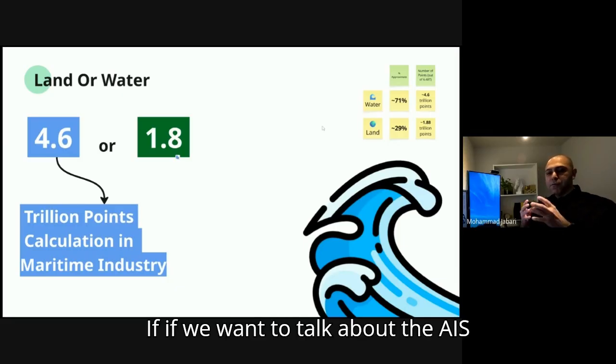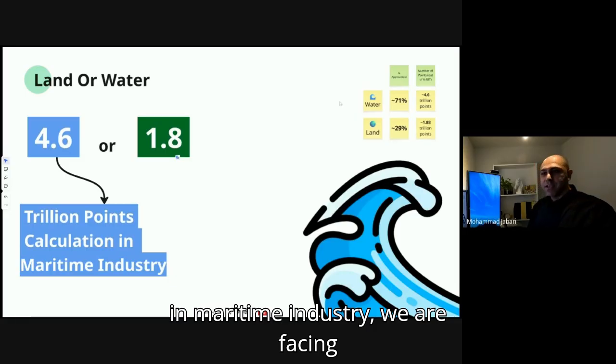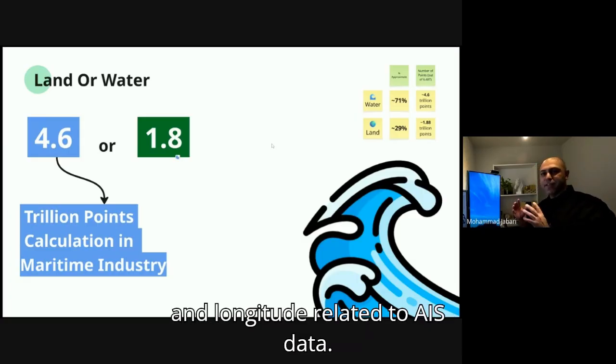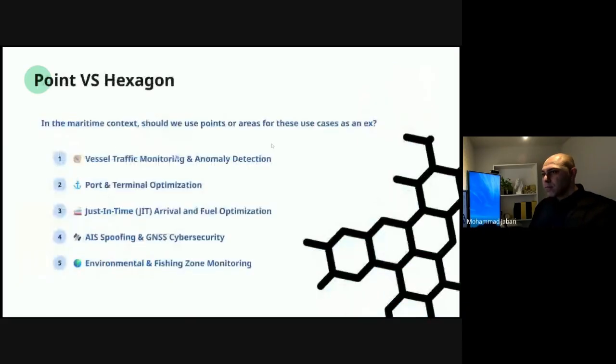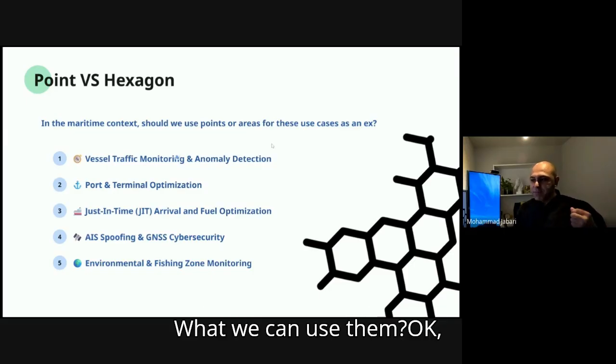If we want to talk about AIS in the maritime industry, we are facing 4.6 trillion latitude and longitude points related to AIS data. Okay. What's the use case of these points? What can we use them for?